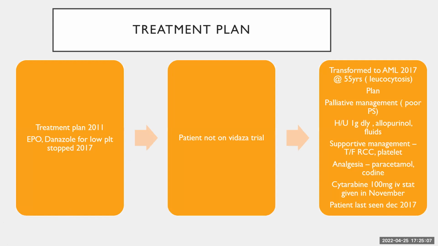Okay, so in 2017 she transformed to acute myeloid leukemia at the age of 55. The plan was for her to have palliative care due to a poor performance state. She was then on hydroxyurea 1 gram daily, allopurinol and fluids, and supportive management in the form of blood and platelet transfusions. She was also on analgesia with paracetamol and codeine. In November, she was given cytarabine 100 milligrams IVI stat. However, the patient was last seen in our clinic in December 2017.